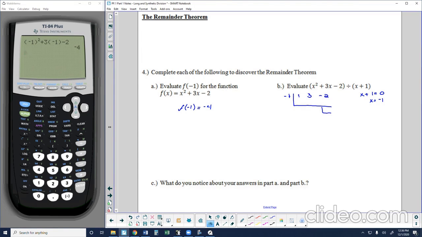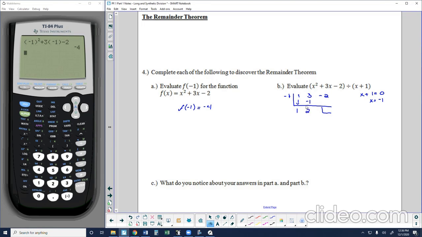So I'm going to add down the column. If I add down the column, there's nothing to add to 1, so that result would just be 1. Now I'm going to take this result of addition and multiply it times the 0 of the divisor. So -1 times 1 is -1. That goes in the next column. I'm going to add down this column. 3 plus -1 would be 2.